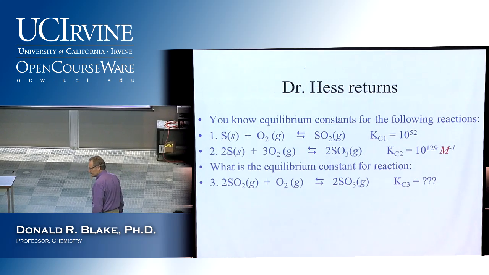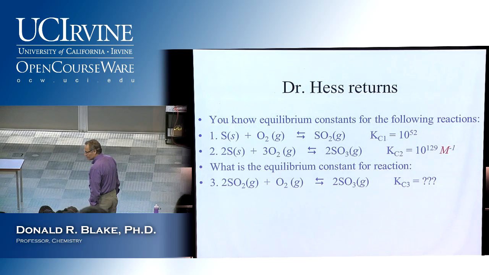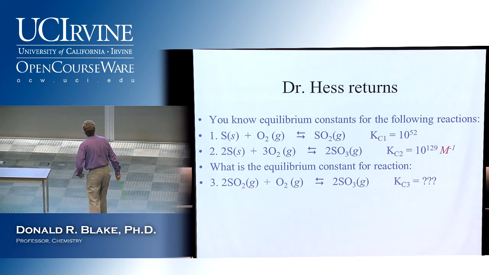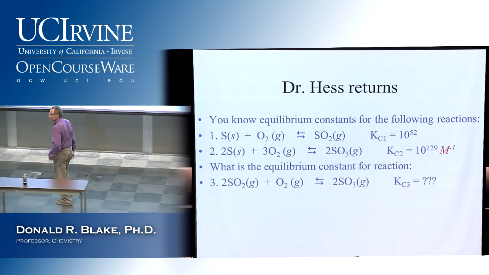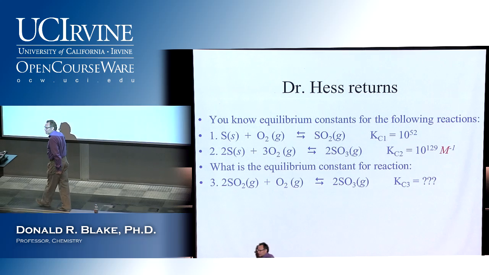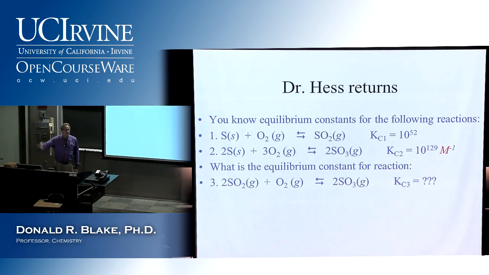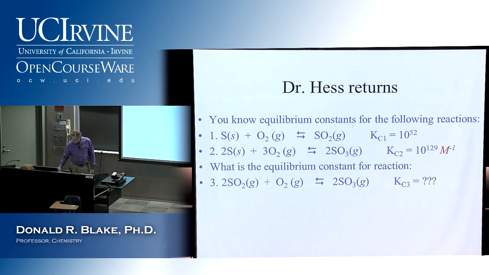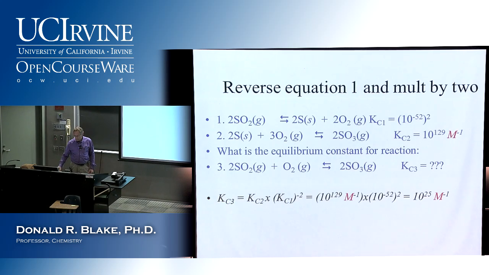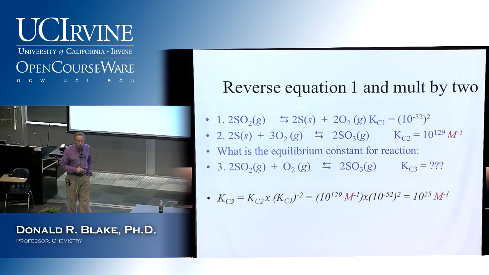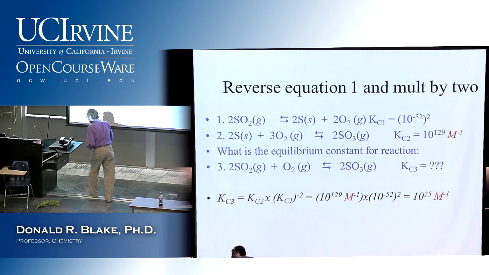Yes? 2 times 10 to the 77. He's got 2 times 10 to the 77. Wrong, but good try. Yes? 10 to the 25? Who's got 10 to the 25? That's correct. Now, here's what you got to do. Those equations, the first one that I gave you, was on the wrong side. Look at this.